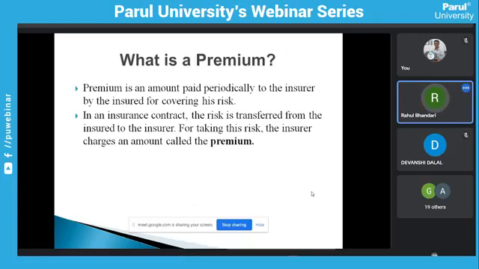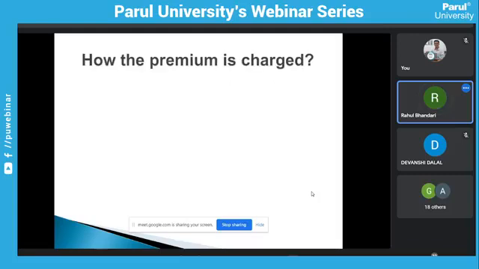Now we have seen what a premium is, but the question is, in what way can an insurance company charge a premium from a customer? Obviously, if I go to an insurance company and tell them that I want to buy a life cover in my name, they will do certain checks, and on that basis only the premium can be charged. Now let's see how the premium is charged.